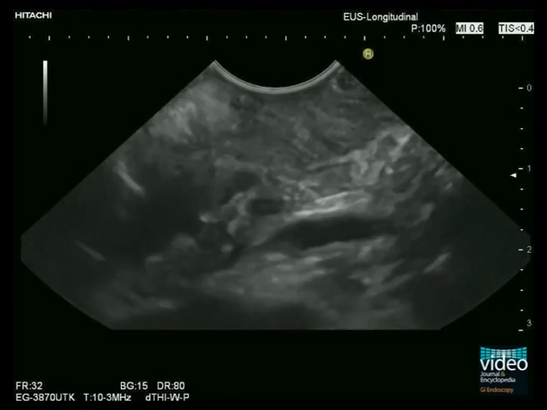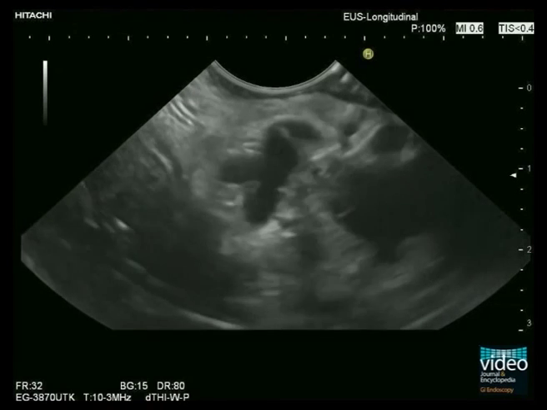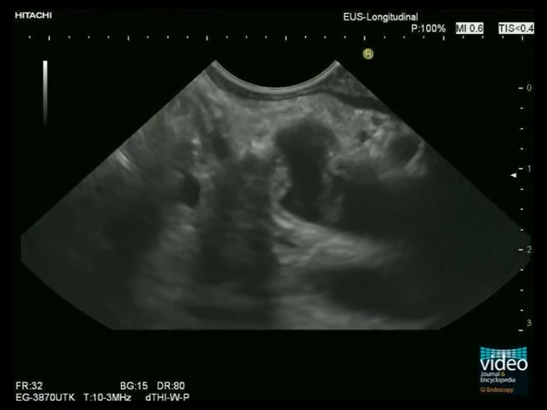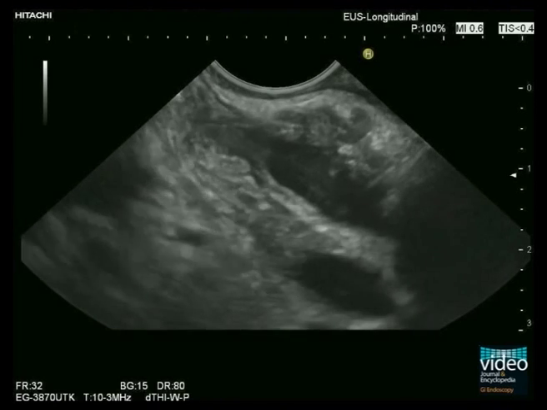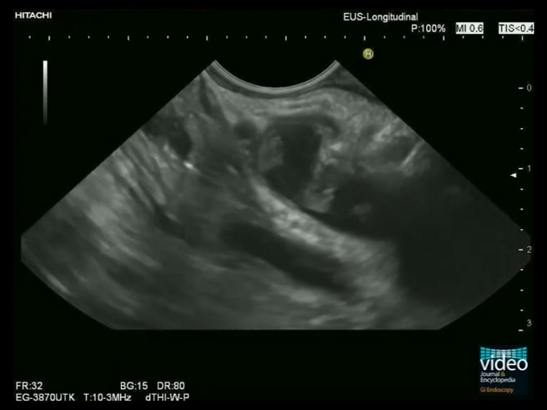This is a typical example of intraductal papillary mucinous neoplasia, IPMN, of the main duct type. 15 to 30% of all IPMN cases present with acute pancreatitis.